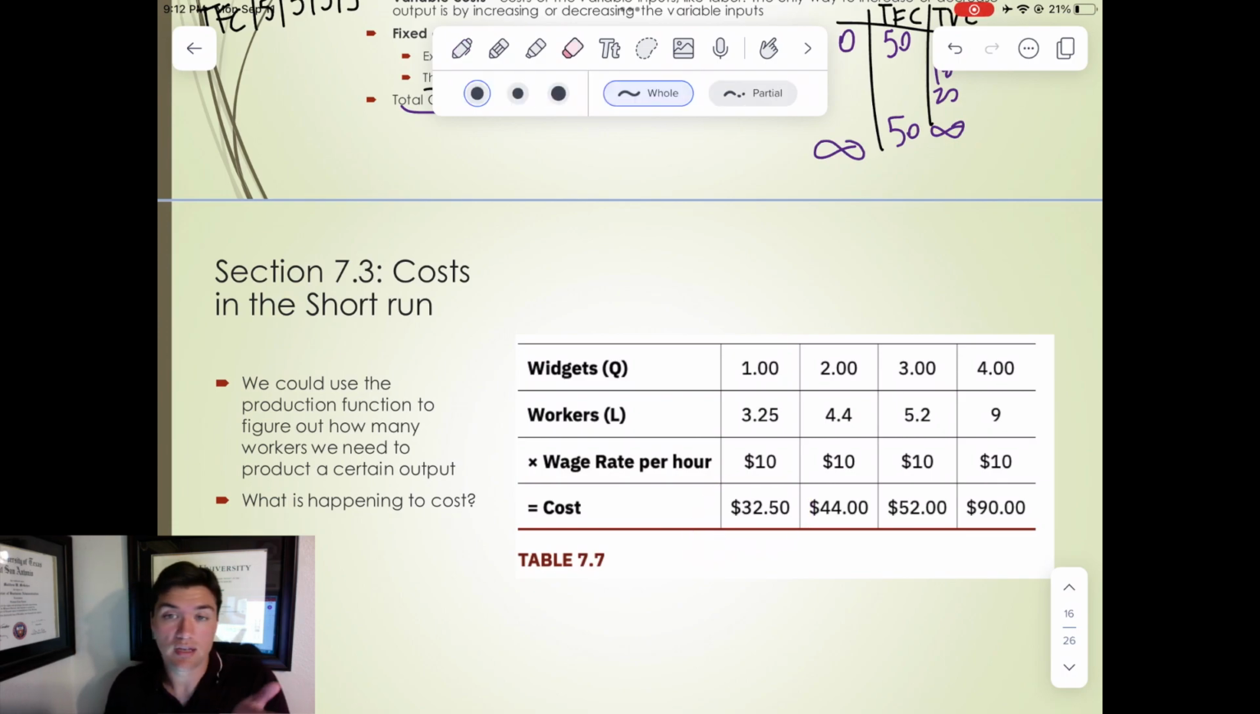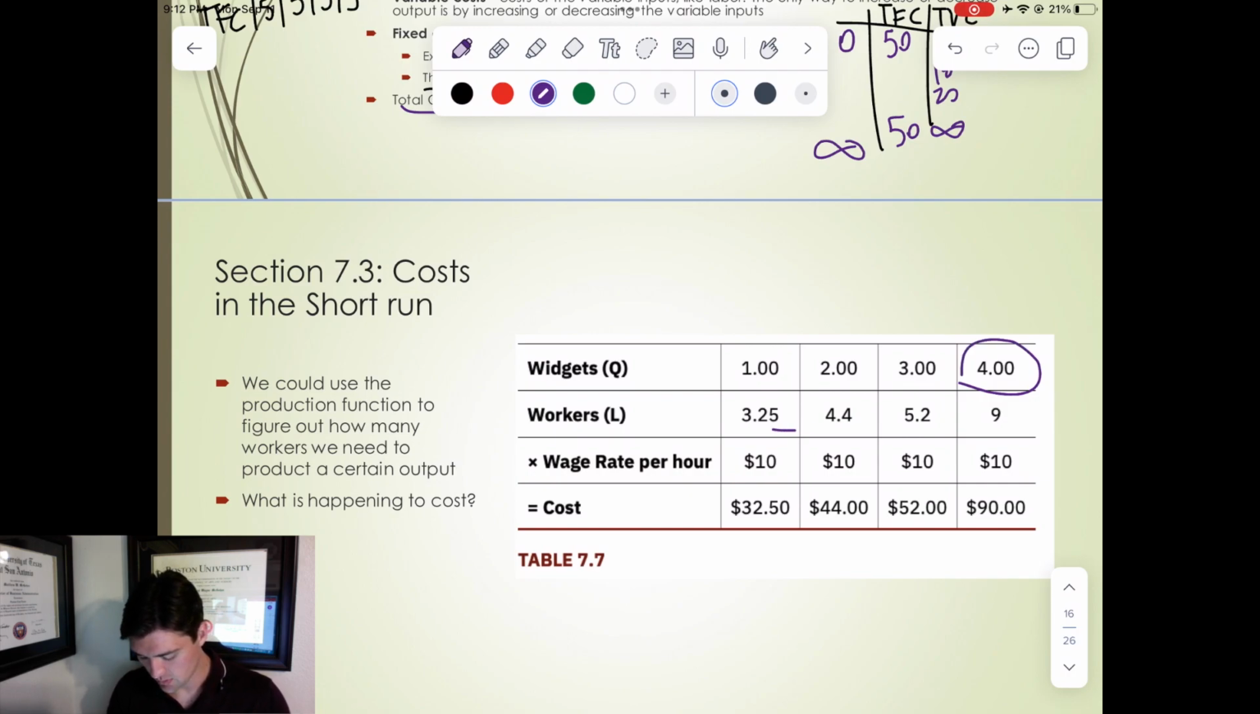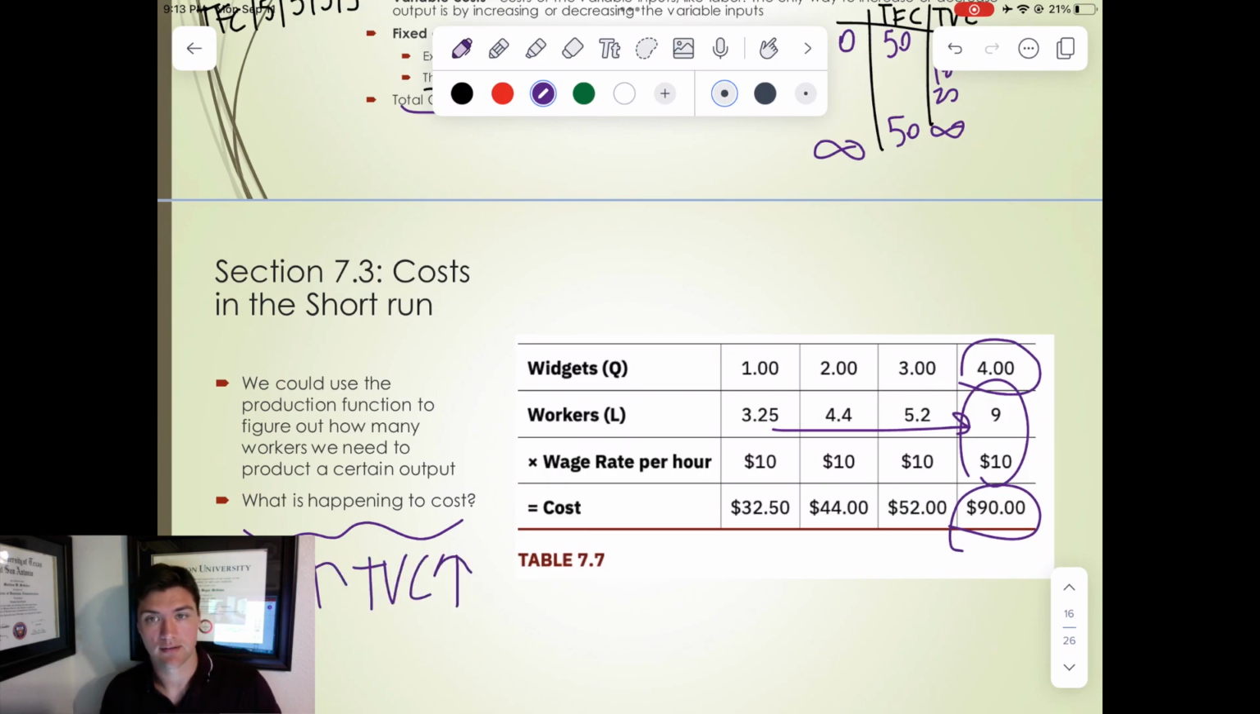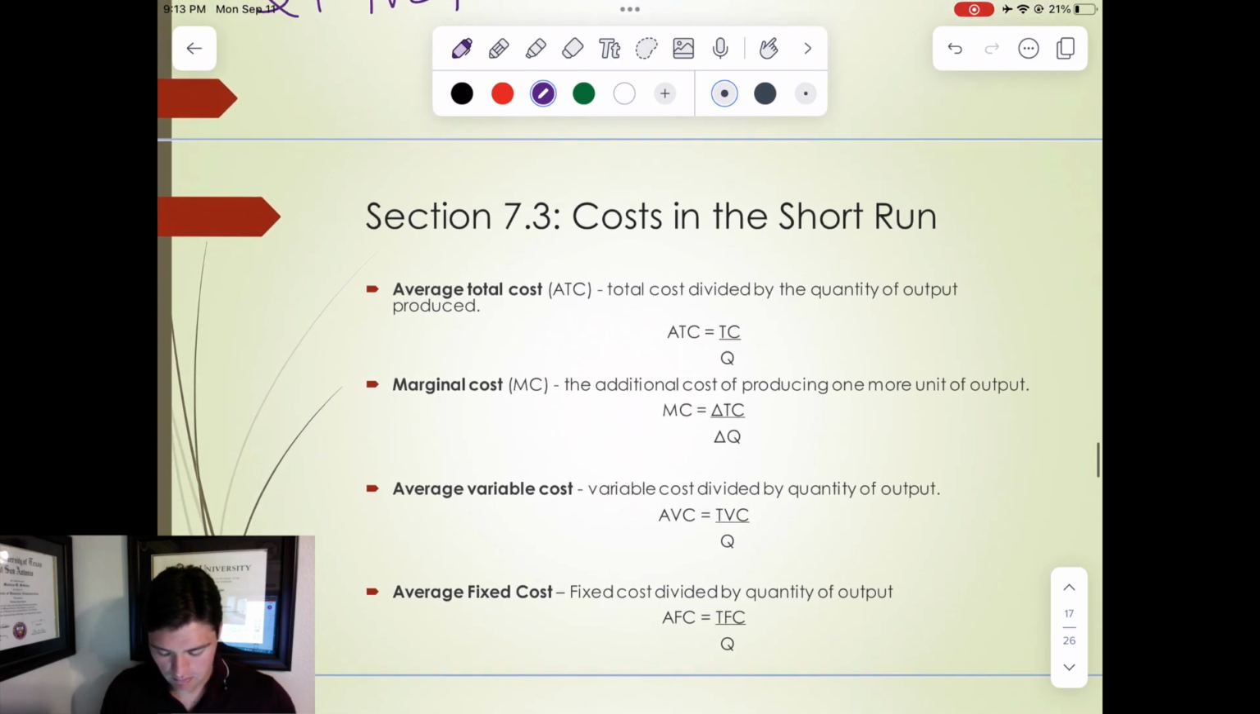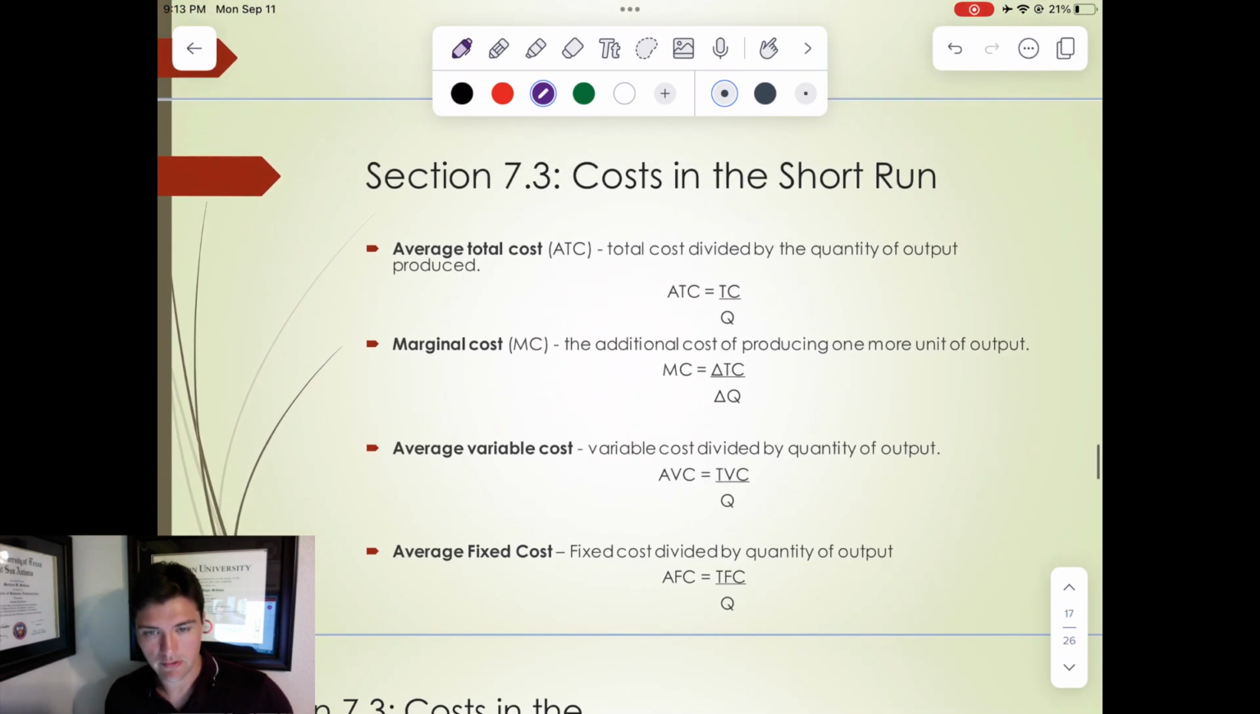Okay? But then as we want to increase the quantity to 4, okay, well, how can you increase the quantity? You need to increase the labor, and because you do that, that's going to change your cost. So what's happening to cost? Right, as quantity is going up, the total variable cost is also increasing. Okay. That's what's going on there. So we're gonna have total fixed cost.